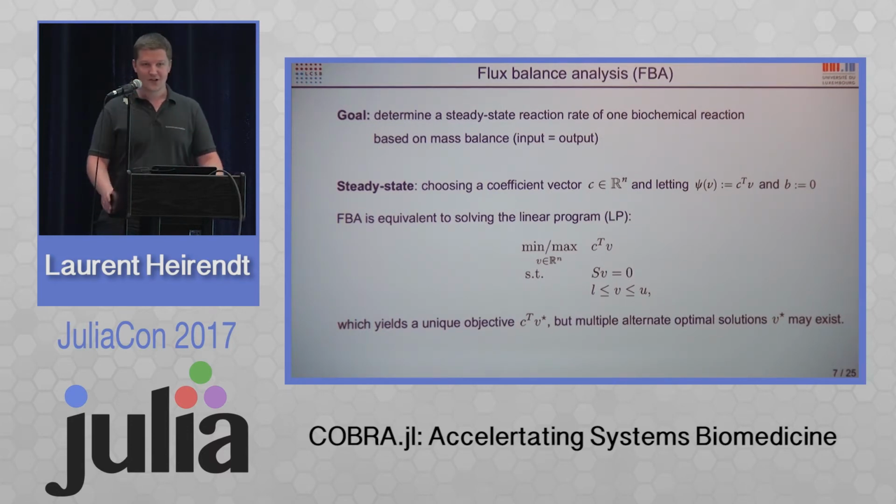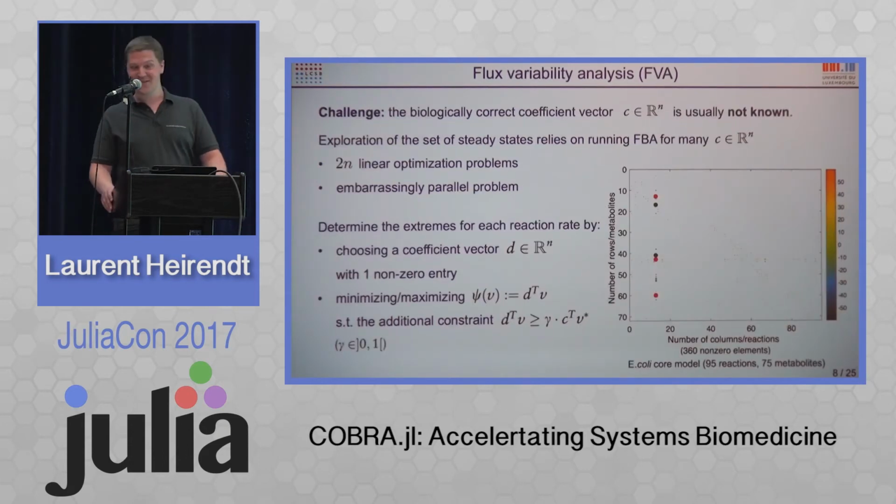Now, this is all nice if you know C. But just imagine in like a large network of 100,000 reactions. What is C? Which reaction is the one that is prevailing? Which one is the one that you should be looking after? If you're having a human body model and you're looking for what is causing Parkinson's disease, what are you looking for? How do you define C? So that is all the challenge.